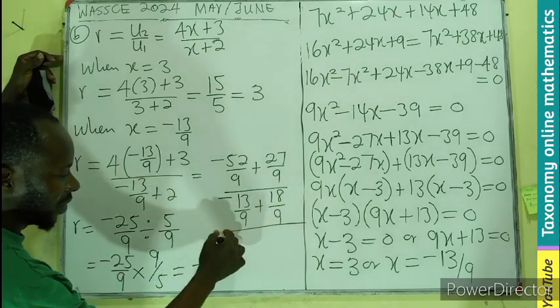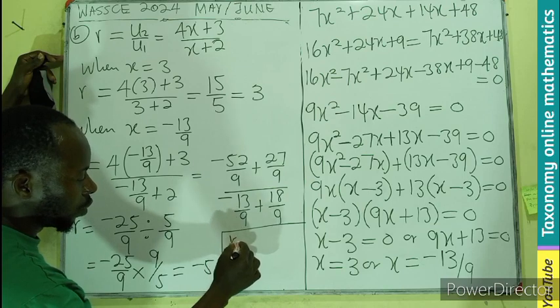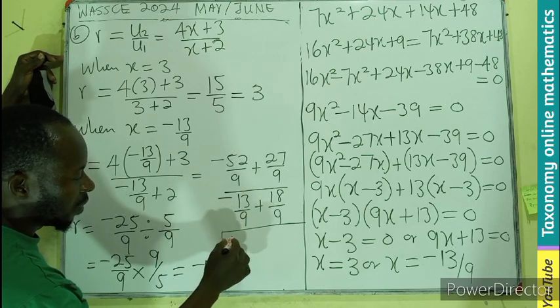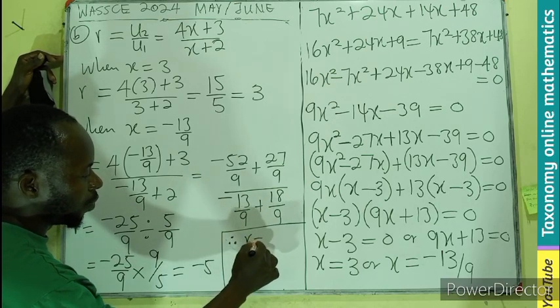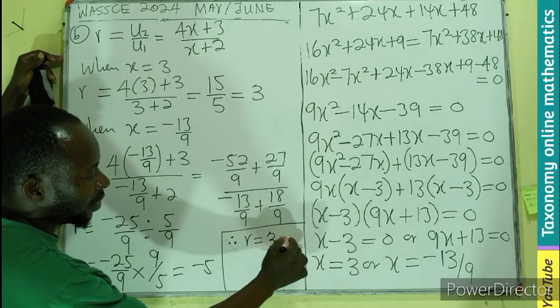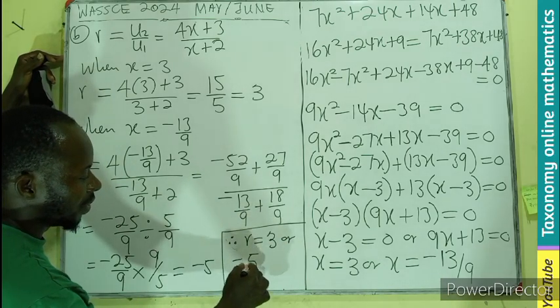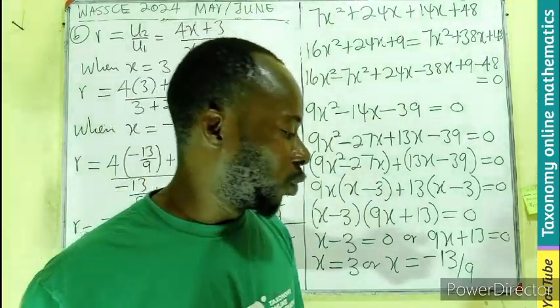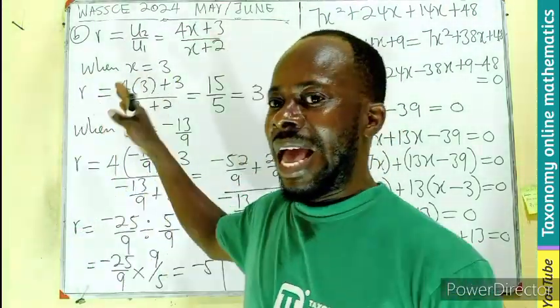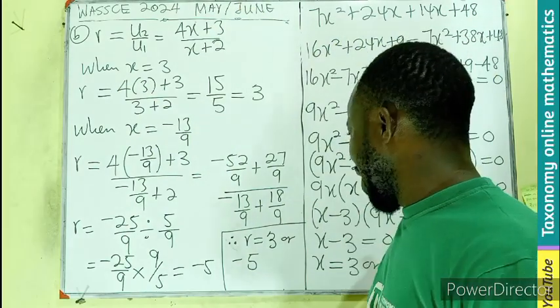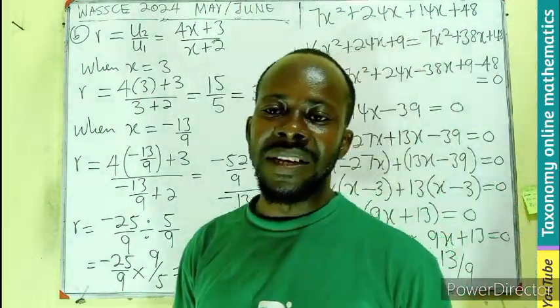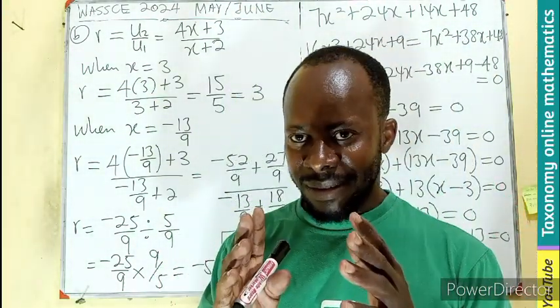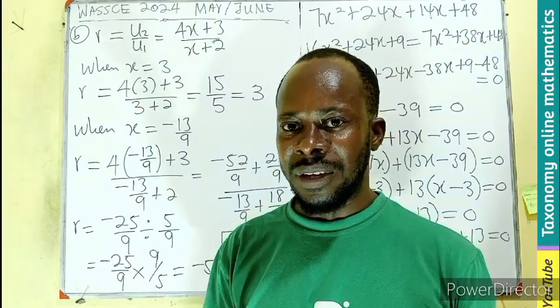So we can say that, therefore, the common ratio will be either 3 or negative 5, or 3 and negative 5. Those are the common ratios in case of the x taking 3 and that of what? Minus 13 on 9. I guess we are on the same page.